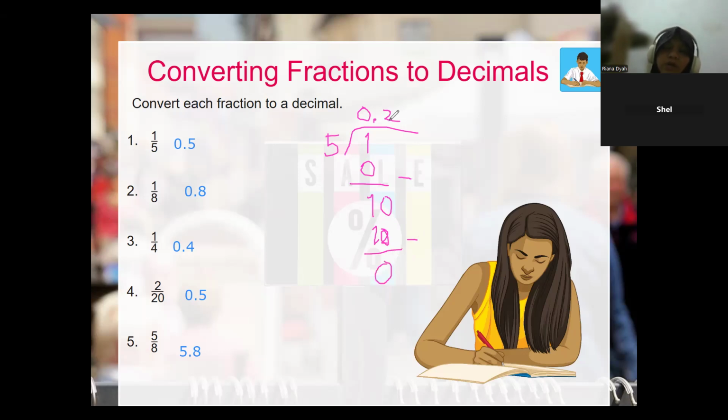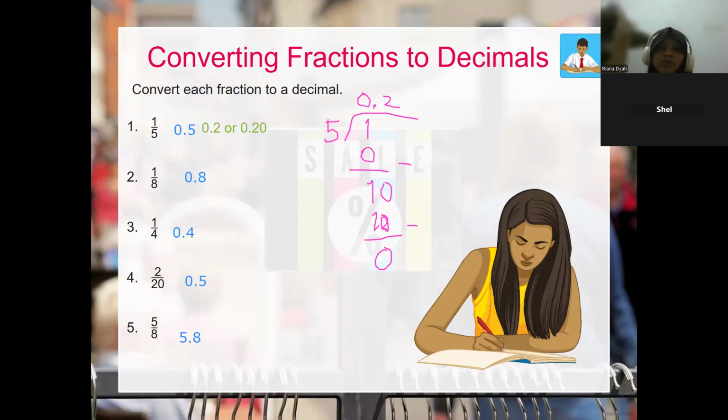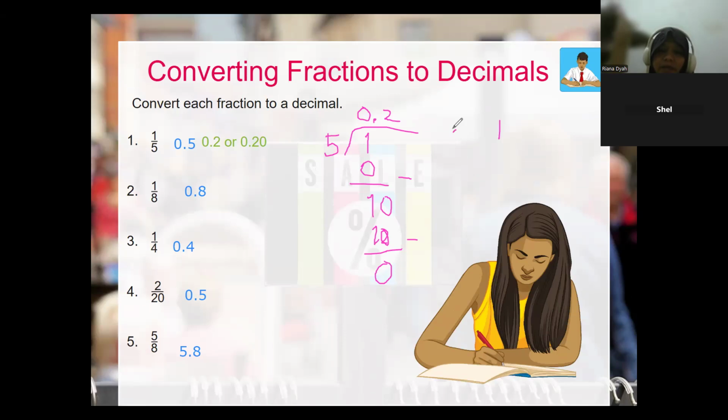So the correct answer for number 1 is 0.2, or 0.20. That's the answer. Okay. Number 2, 1 divided by 8.